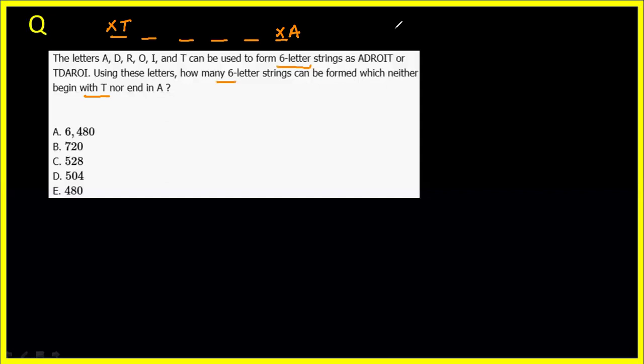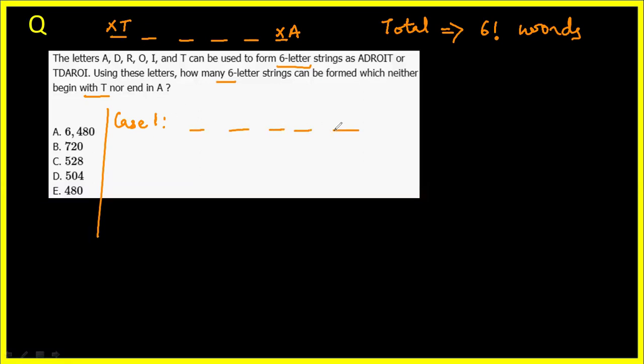Now, how many such words? First, what is the total number of words which can be formed? Using these 6 alphabets, 6 factorial words can be formed, right? That's the total number of words. Now, these 6 factorial words will have a lot of cases. We'll have case number 1, the type of word which starts with T and ends with A.